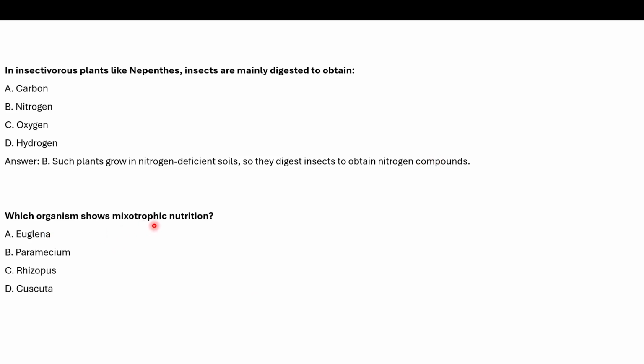Which organism shows mixotrophic mode of nutrition, as in it can become an autotroph or a heterotroph based on the surrounding conditions? The correct option will be Euglena. It performs photosynthesis under light conditions, when light is present, but becomes heterotrophic in darkness. Paramecium is heterotrophic. It also shows holozoic mode of nutrition. Cuscuta we looked at, it's a parasite. So for mixotrophic mode of nutrition, showing both autotrophic and heterotrophic, it is Euglena.